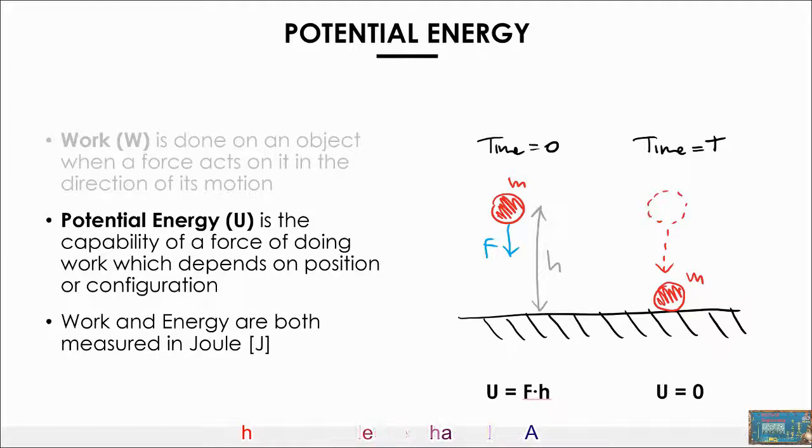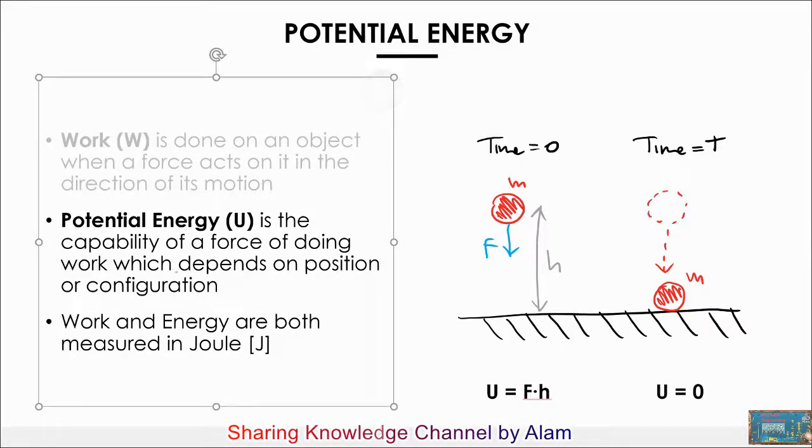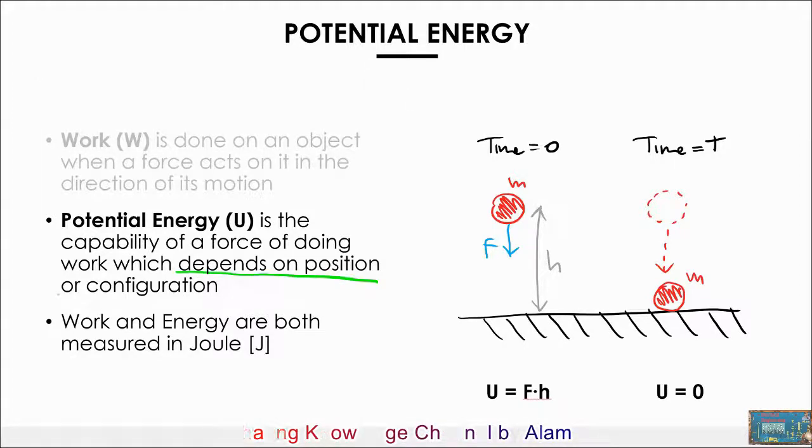Now that we understand what work is, we can talk about potential energy, U, which is the capability of a force of doing a work which depends on position or configuration. This is really the key. I have a little example here to understand it better. Let's say you have a ball of mass m, it could be really any object with a mass, that at a certain time zero is at a certain height h.